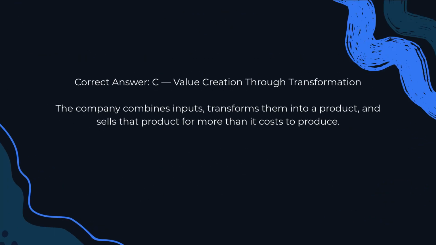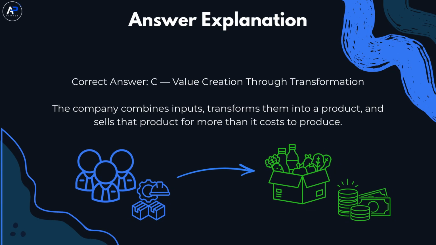Okay, so here's the answer. The correct answer to this question was C. Value creation through transformation. The company begins with inputs like labor and materials. It transforms those inputs into finished sneakers through manufacturing, and customers are willing to pay more than the production cost. That's exactly what value creation looks like. The company isn't providing only services, and is clearly generating value rather than destroying it.